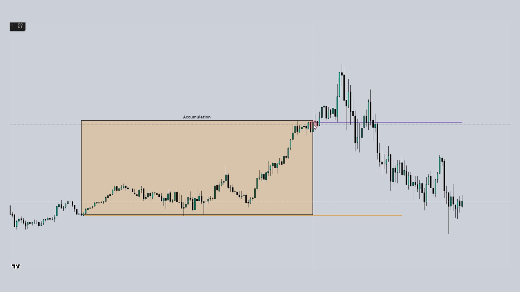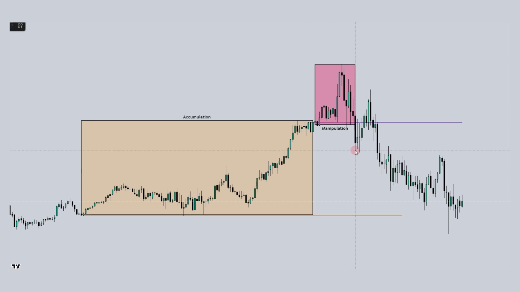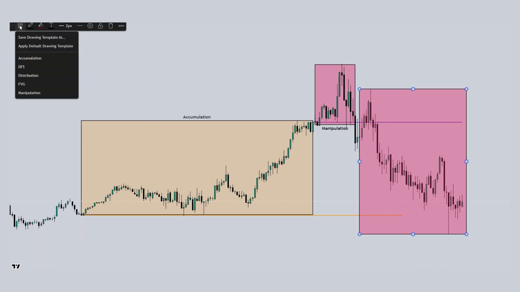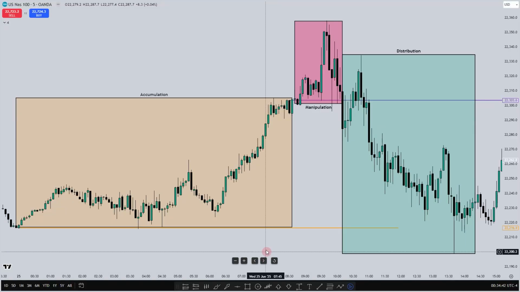Then comes manipulation, a sharp move up or down that knocks out stops and provokes traders to enter on the wrong side. And only after that comes distribution, the real movement, which is the whole point of the model. It is in this phase that we look for an entry point. It looks simple, but there is an important condition.